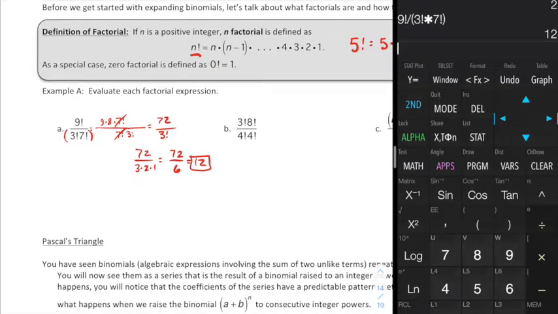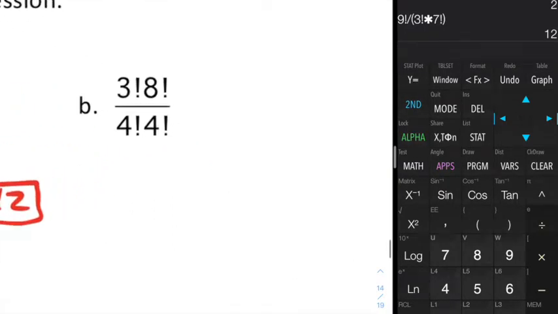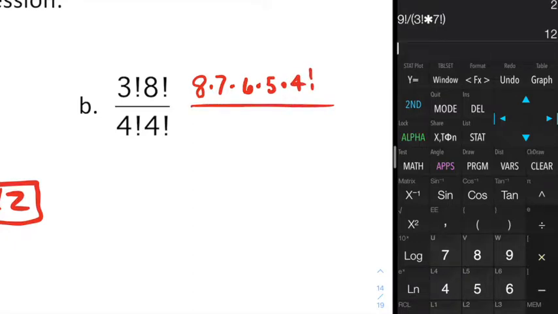So we'll do a few more as far as simplifying them down. This one has some similar ideas. We have 8 factorial. Instead of writing 8 factorial, I'll write 8 times 7 times 6 times 5, and then a 4 factorial, for the same reason as the last one, because you can cancel out a 4 factorial.